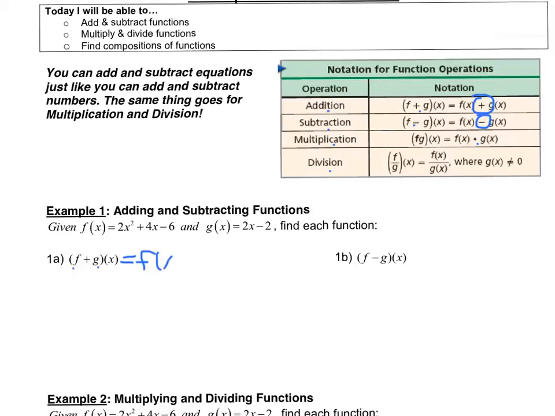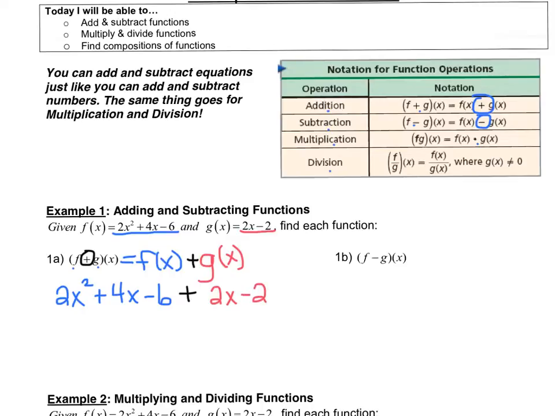So we're basically going to write down the function for f of x, which will be all of that, and we're going to add to it, because this is an addition problem, the function for g of x. So all of that. So let's write down the blue one, 2x squared plus 4x minus 6. We're going to add 2x minus 2. Now what else I'm going to do is I'm also going to put these each in parentheses so I can remember which one was the blue one and which one was the red one, just in case I wasn't color-coding them.